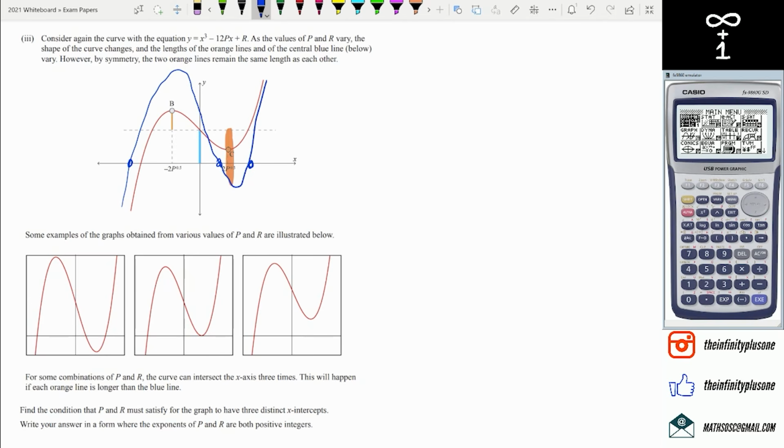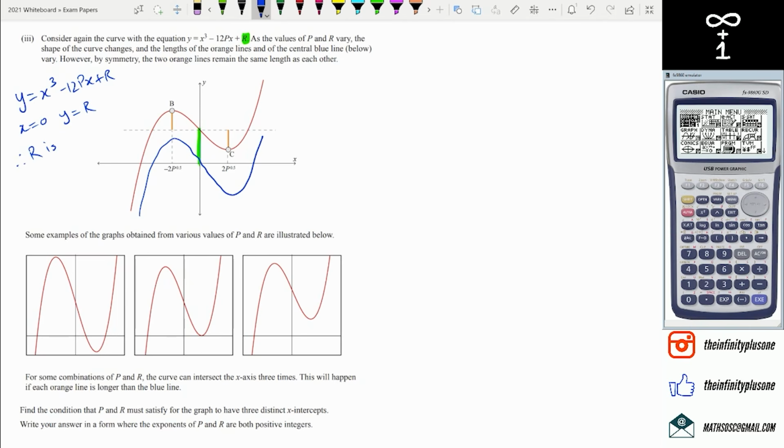All right. So to do that, first we've got to figure out what is the length of the orange line. And the other part that's worth noting is the blue line. What is the length of the blue line? I'm going to have to rub out all of these things, but just to give you guys an idea of what's happening here, this r right here is the length of the blue line. Now think about it like this. If r is equal to 0, then the curve is going to go through 0. Because remember that when you have this equation, y equals x cubed minus 12px plus r, we can see that when x equals 0, y is equal to r. Therefore, we can say that r is always the y-intercept.